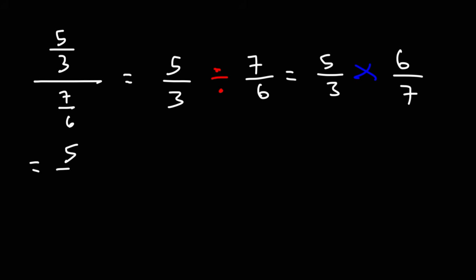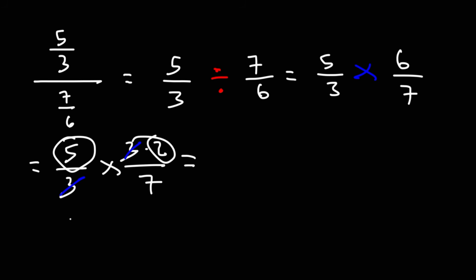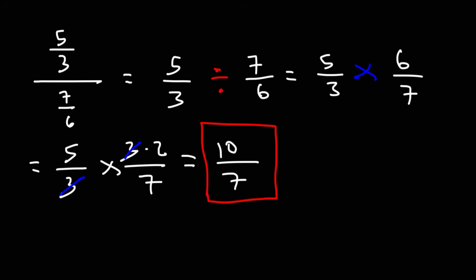So 5 and 3, we can't really break that into smaller numbers. But 6, we can break up into 3 times 2. So we can cancel a 3, and then we'll be left with 5 times 2, which is 10. And we only have a 7 on the bottom. So this is the final answer. It's 10 over 7. Now let's talk about how we can convert an improper fraction into a mixed number.